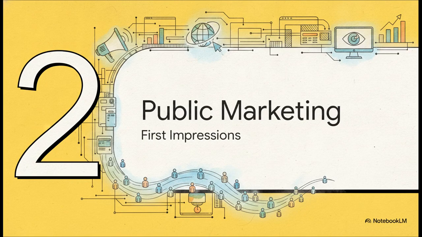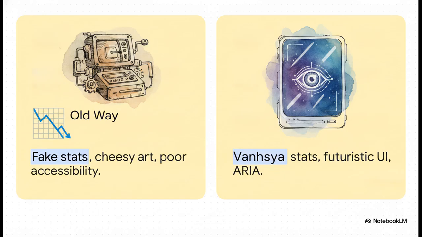Moving right along to Section 2, public marketing modules. Now, the contrast here between the traditional clunky old migration sites and this new VANHSYA standard is just night and day. The old way usually relies on really cheesy stock art and, unfortunately, often ignores users with disabilities completely. But the VANHSYA standard demands this sleek, futuristic UI. It uses frosted glass effects, glassmorphism, professional deep blue and cosmic gradients, and super readable fonts like Inter or Space Grotesk. And crucially, it bakes top-tier ARIA accessibility, like full keyboard navigation and high contrast modes, directly into the design requirements from day one. It just proves that an app can look incredibly premium while still being fully accessible to everyone.